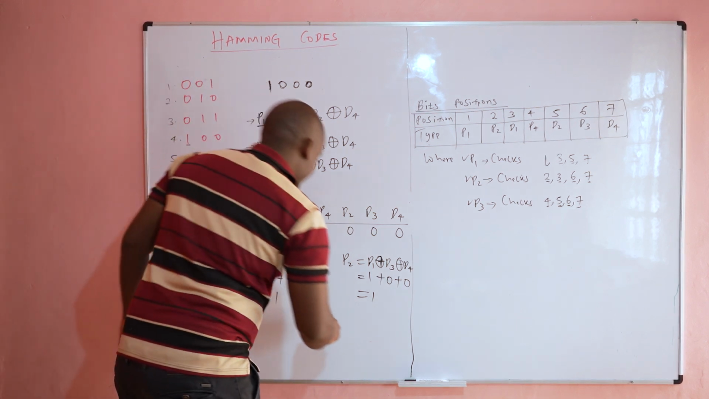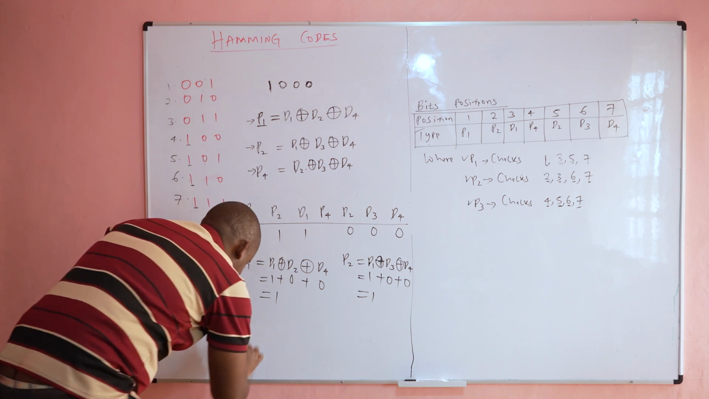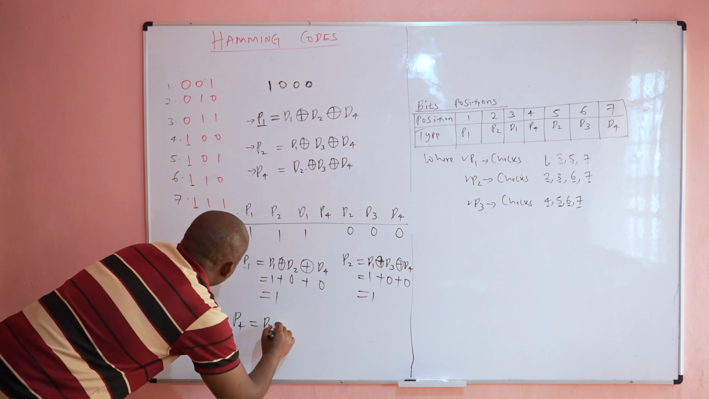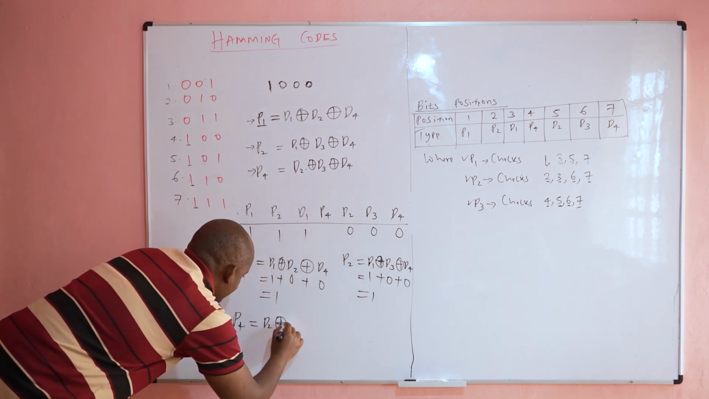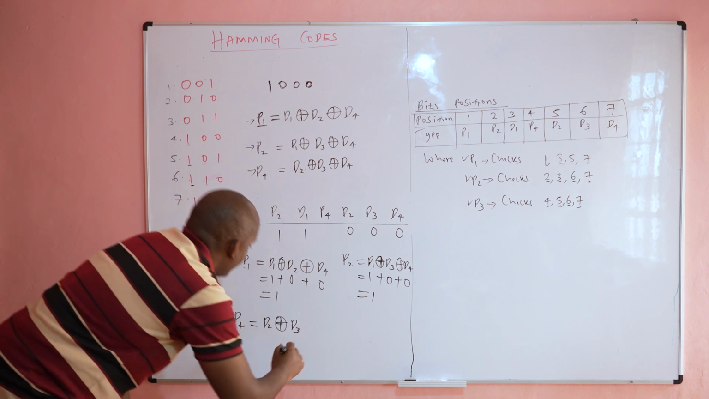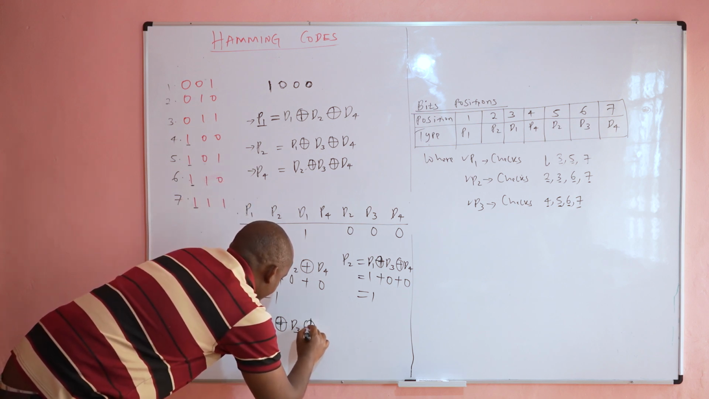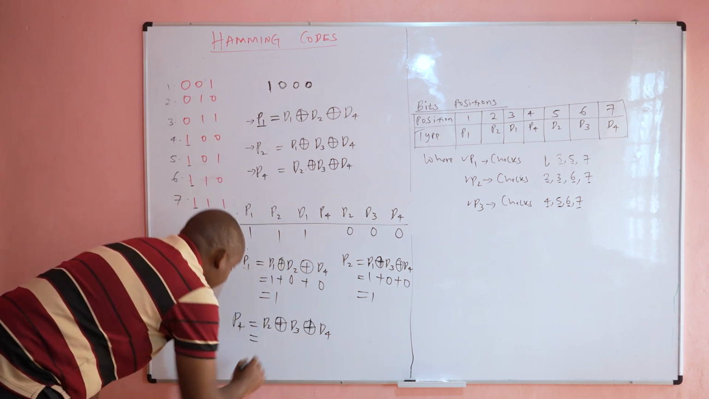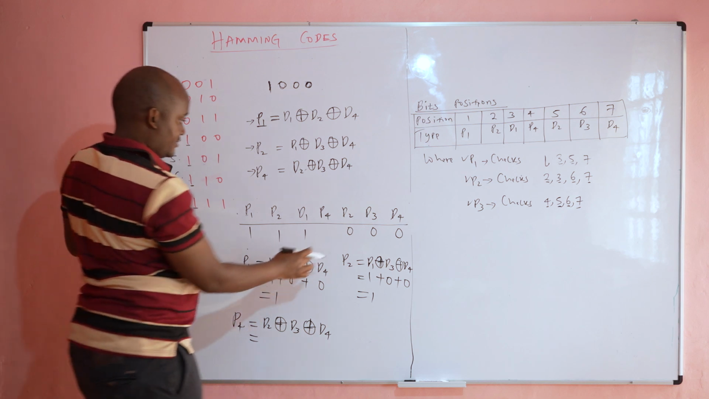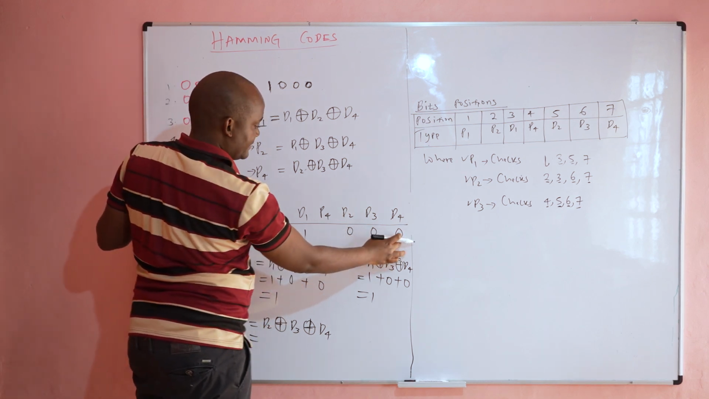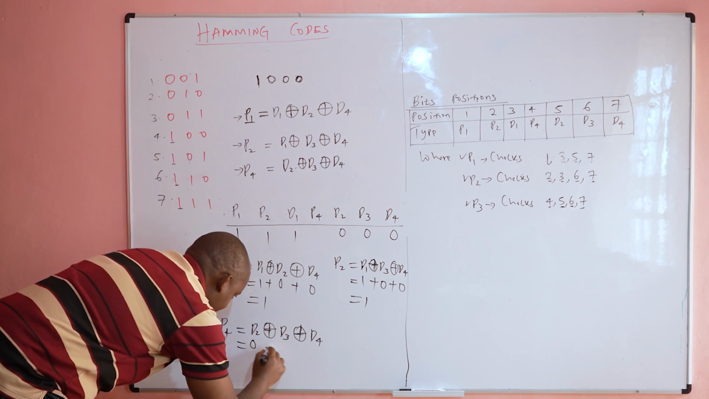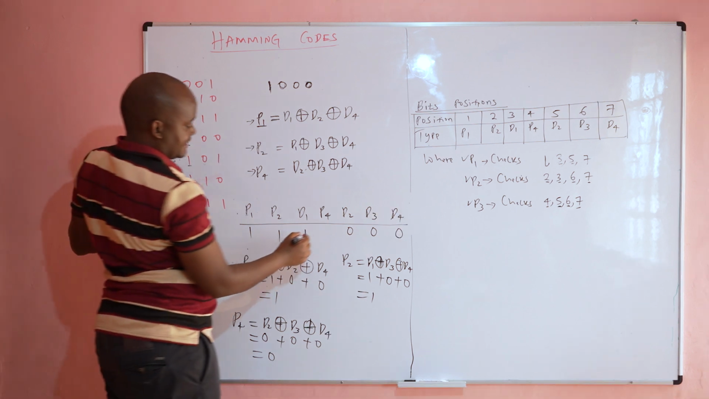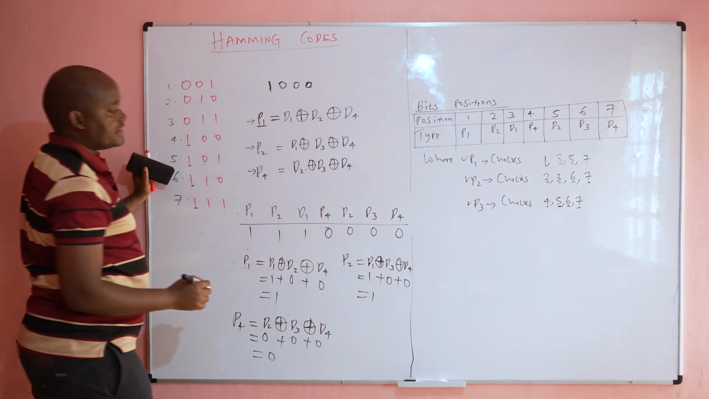So the next one is P4, that is parity bit number 4. And this is given by D2 plus D3 plus D4, which is going to give us what? So what is our D2? What is our D3? What is our D4? All of them are 0, so this will be 0 plus 0 plus 0, which is going to give us 0. Meaning that in this particular position we have 0.